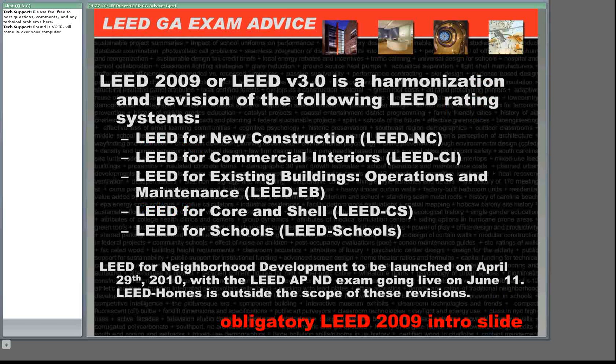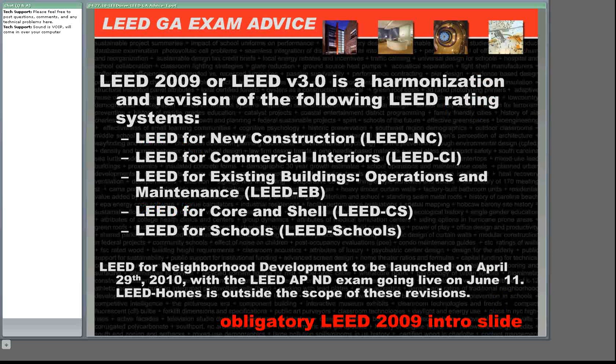So LEED for new construction, LEED for commercial interiors, LEED EB, LEED Core and Shell, and LEED for schools are all in this now new aligned format. LEED for neighborhood development is going to be launched actually this Thursday and will be folded into that system with the LEED AP specialty for ND exam going live on June 11th. And LEED for homes is outside the scope of these revisions, although they have launched a LEED for home specialty exam as well. And if you're unsure what I'm talking about with these specialties, we'll cover that in just a second.